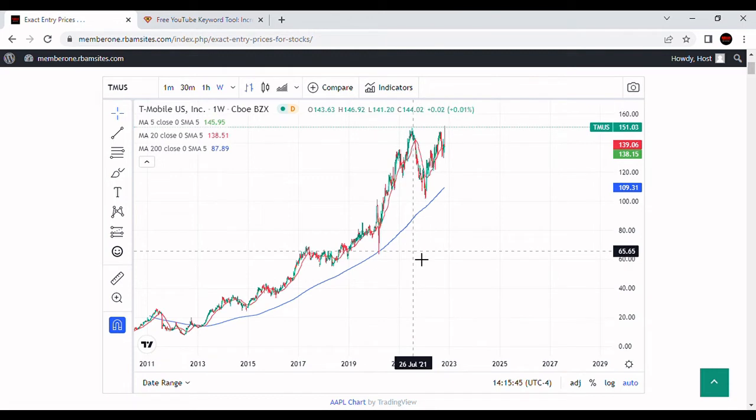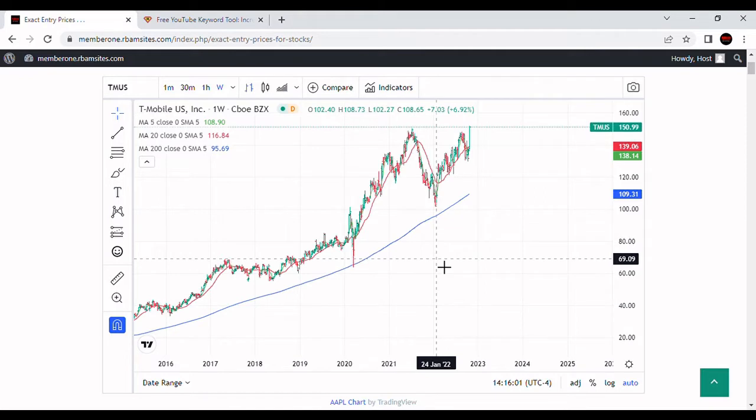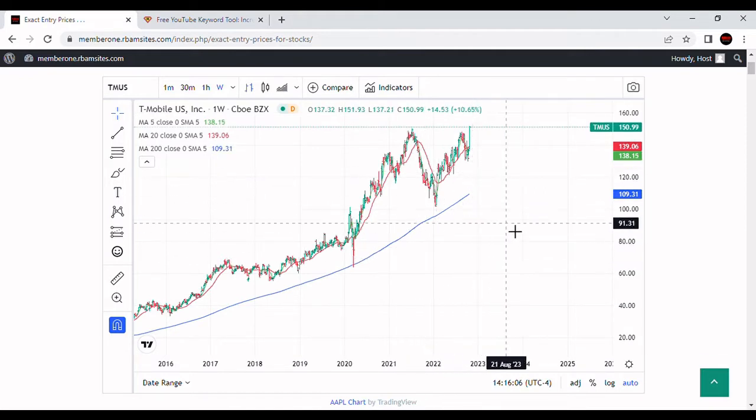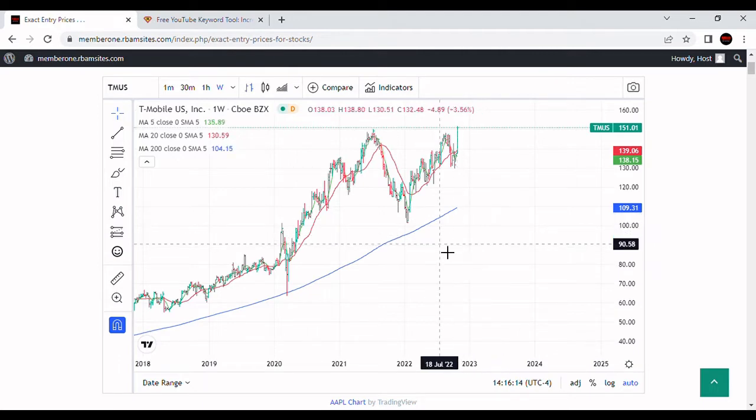So yeah, you can see that T-Mobile has put in a brand new high here for as far back as 2013 at least, of 150, looks like 151.93. So that's really interesting. You can see it tested the 200-week moving average back here January 22 and rallied right back up ever since. So really interesting. This week's been a tremendous move for T-Mobile. We're going from 137 to 151, which for T-Mobile is a big move.